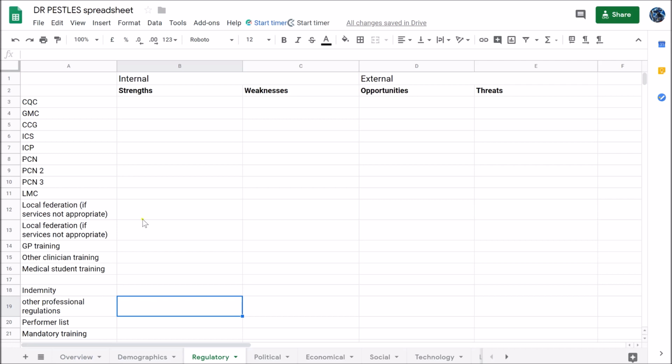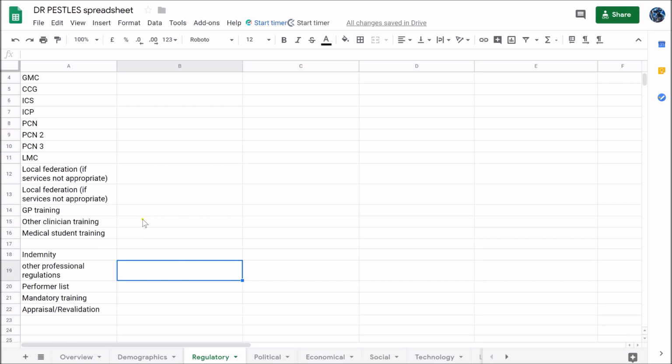I've also put down GP training because I think that's applicable to many practices in terms of how they work and the regulatory frameworks they have to abide by in order to maintain GP training, as well as for other clinicians and medical students. And then lastly, other things like indemnity and mandatory training that need to be done in order to maintain the practice itself. So, where are the challenges of this? Where are the opportunities? What kind of things can you look at? For some of those, they are in the extra document that, as I said, is available.